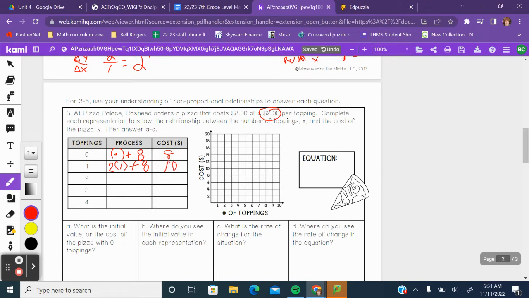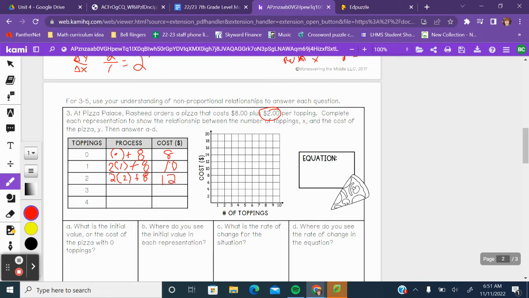Okay, if I go 2 toppings, it's $2 per topping. So I'm going to go 2 times 2 toppings, right? Plus 8. So now I have 8 plus 4. 2 times 2 is 4 plus 8. So that's 8, 9, 10, 11, 12.